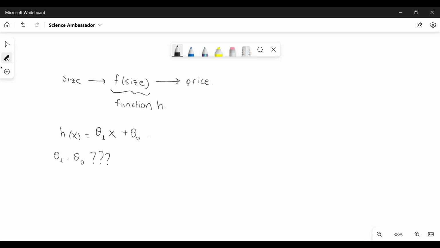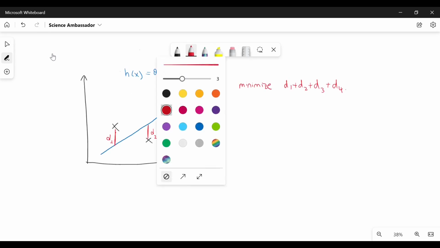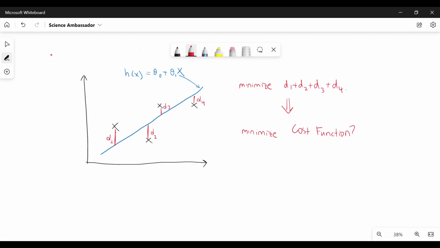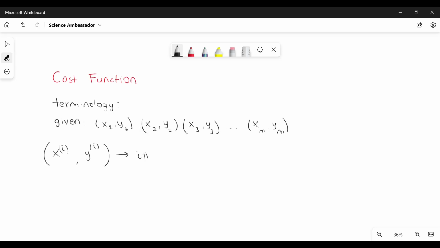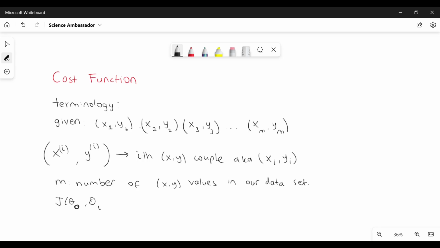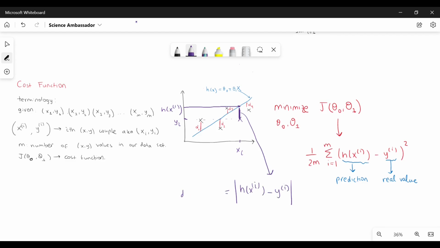So how will our model find the theta values? Say the best fit line of this plot is like this. The idea is to minimize the sum of the distances between the real values and their predicted ones on the best fit line. We do that by using the cost function. In our dataset, there are m different x, y couples, and (x_i, y_i) denote the ith couple. We denote the cost function as J(theta 0, theta 1). To minimize the sum of distances, we need to minimize the cost function because the cost function is defined as the sum of the squares of the distances between real values and predicted values divided by 2m.